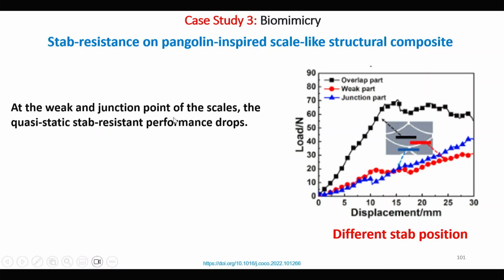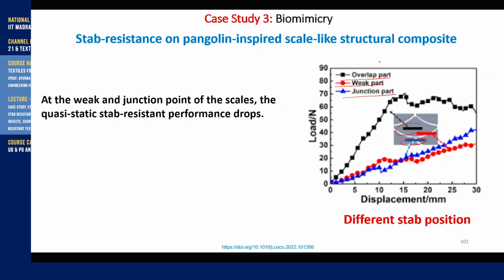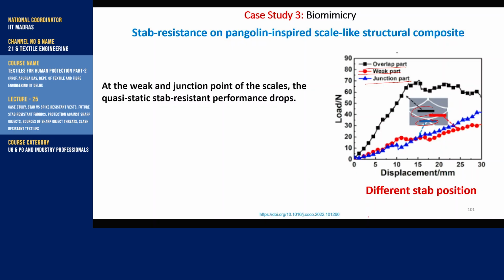Now, this one shows the weak part, junction part and overlap part. 3 different parts were there in the knitted structure of the scale like structure. The weak part is shown in the red color, and there will be the junction part and the overlap part. The overlap part shows the highest load.